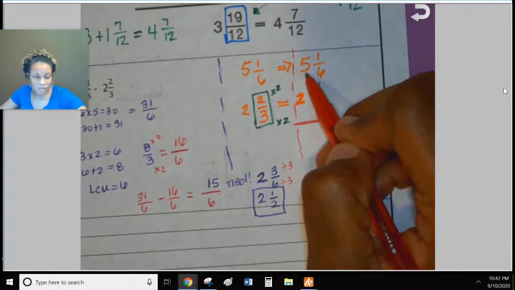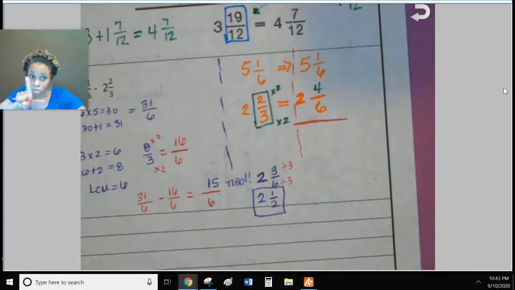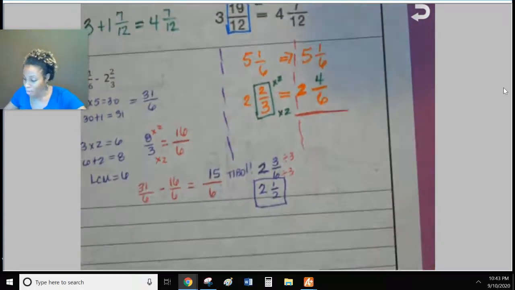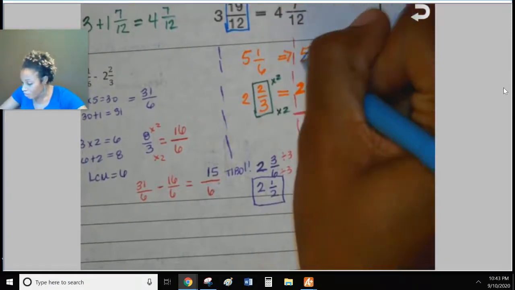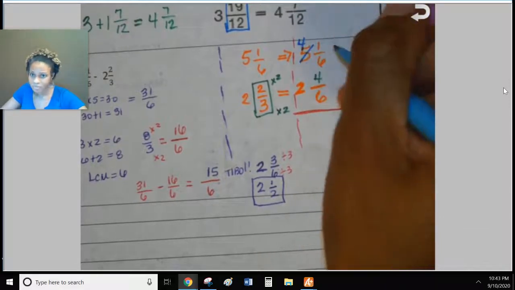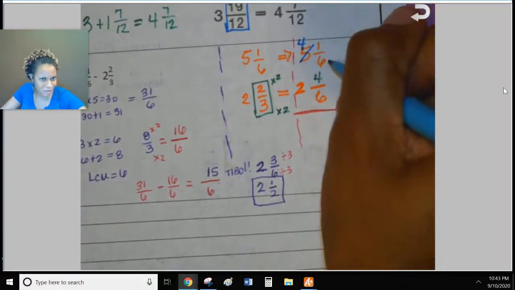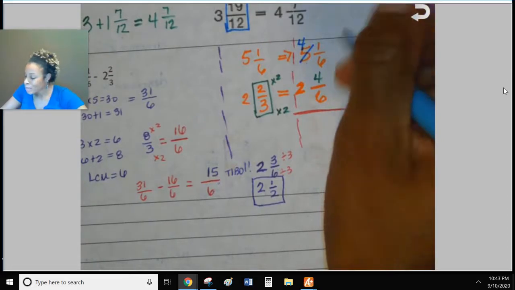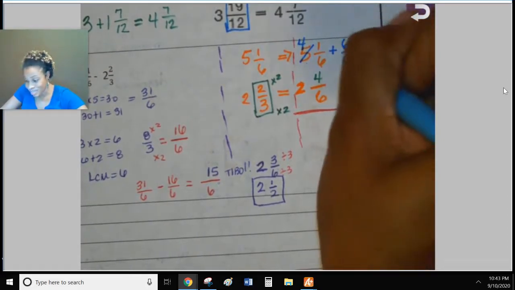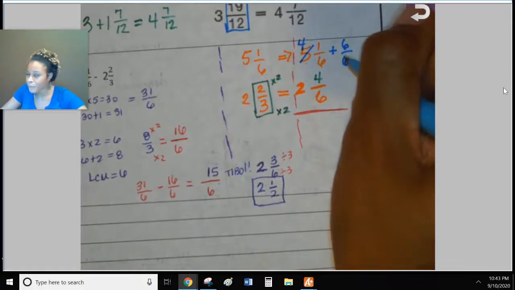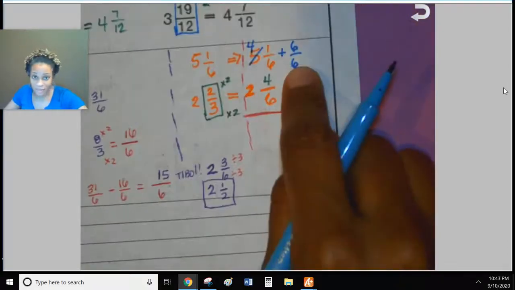When you borrow from the 5, it's not like the other place value. When you borrow, you're borrowing one whole, okay? So when I borrow, I'm going to be borrowing a whole piece, not a fractional piece, a whole piece. So this 5 will become a 4. And instead of adding 10 here, it's not going to become 10/6. You're borrowing one whole, which is the same as 6/6, right? Yeah, okay. So now you can add that together.